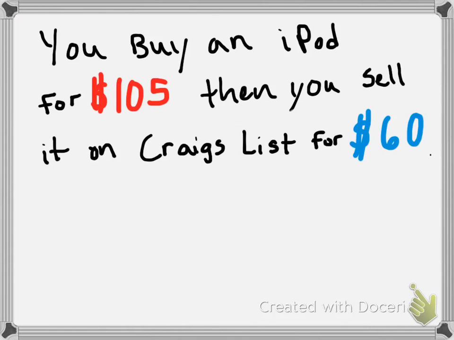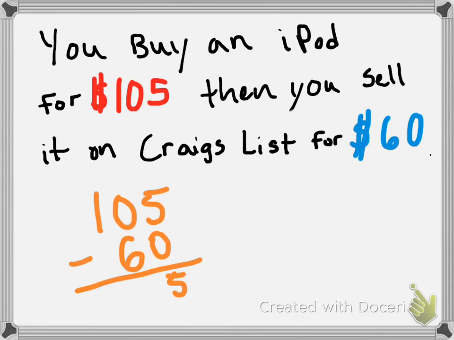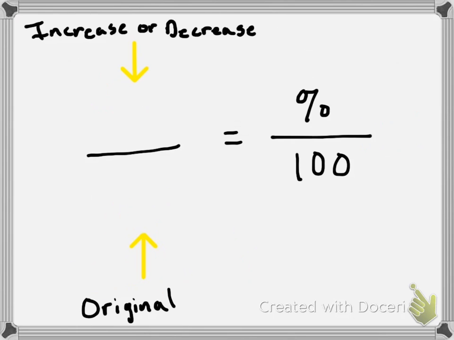Alright, let's do another question. So, you buy an iPod for $105. Then a year down the road, you sell it on Craigslist for $60. So you take your big minus your small, and that is $45. You're going from a big to a small, so that is a decrease. So that'll come in the very end when we need to label it. So $45 is our difference, and our original was 105.